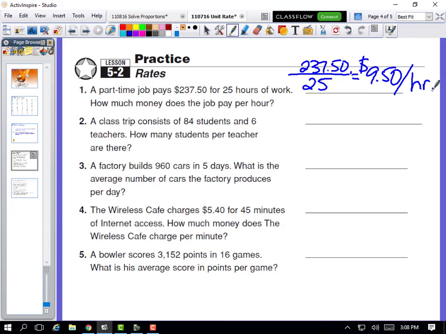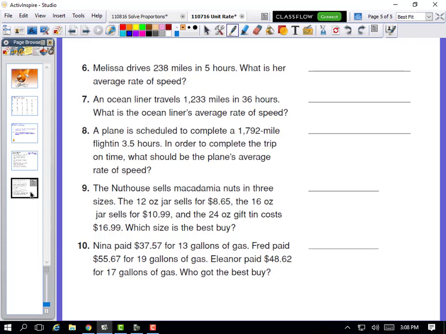For the first 5, you do them exactly like the first one. 6, 7, and 8, again, exactly like that first particular question. On 9 and 10, you'll notice that on 9 we've got a 12-ounce jar, a 16-ounce jar, and a 24-ounce jar. So we're going to need to figure out which one is the better buy. So you'll do 3 problems, 8.65 divided by 12, 10.99 divided by 16, 16.99 divided by 24, and you circle whichever one is the better buy. Number 10 is the same way.